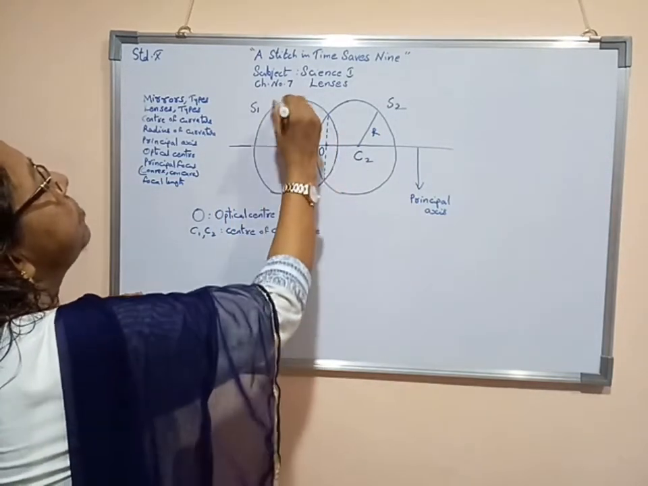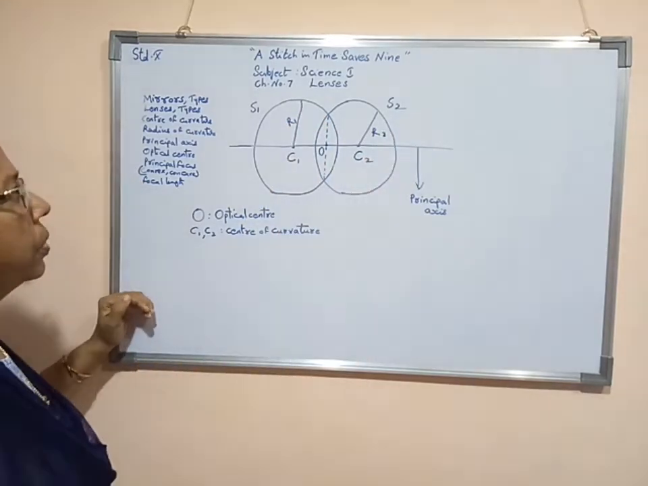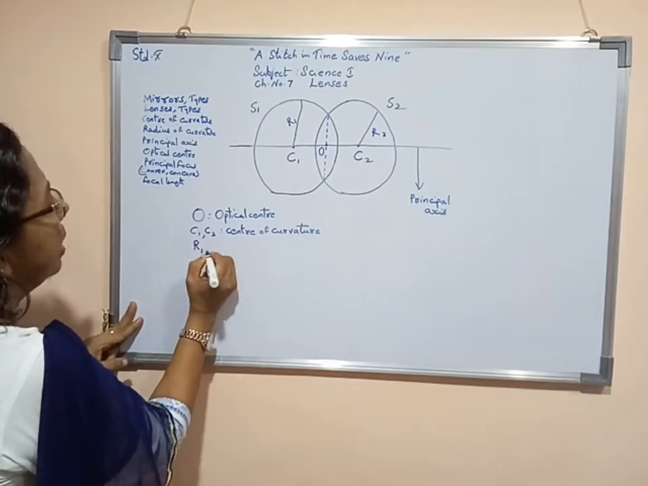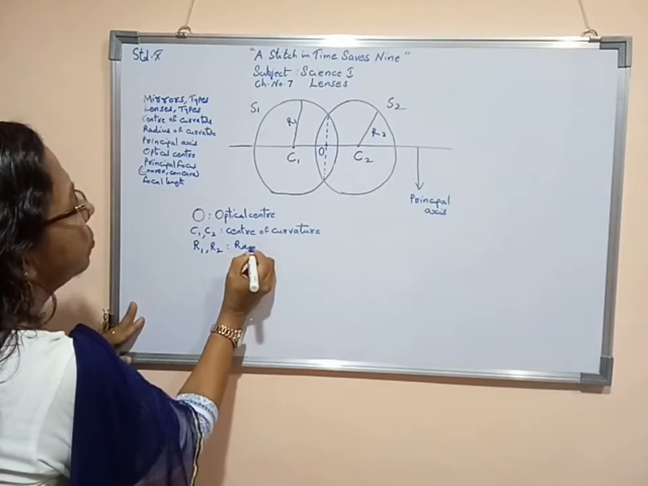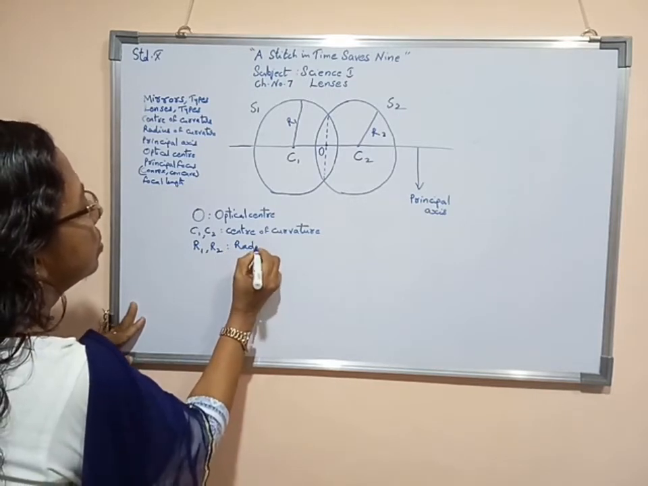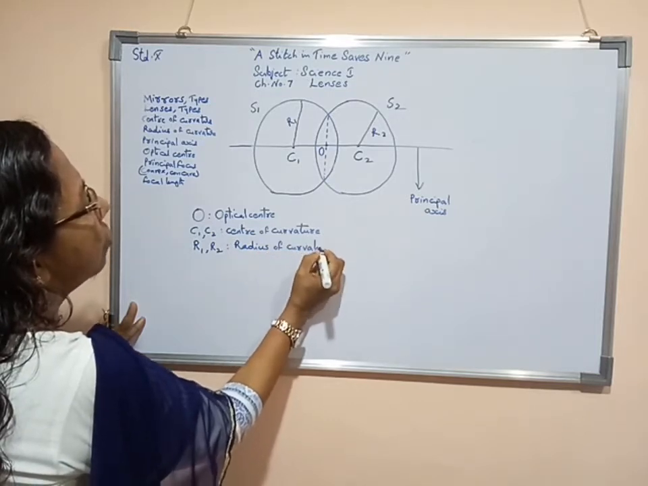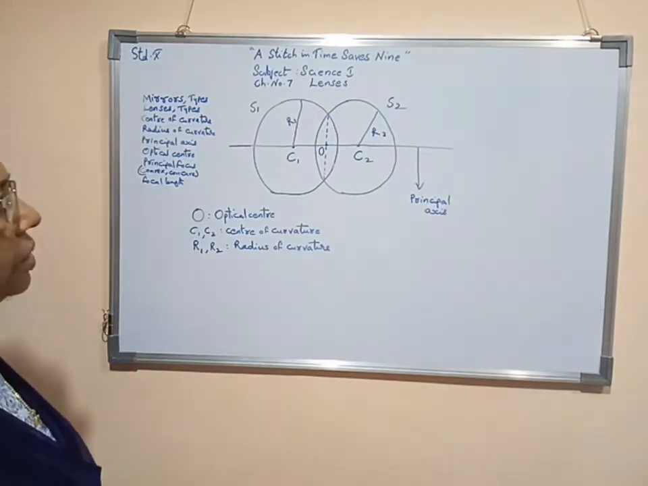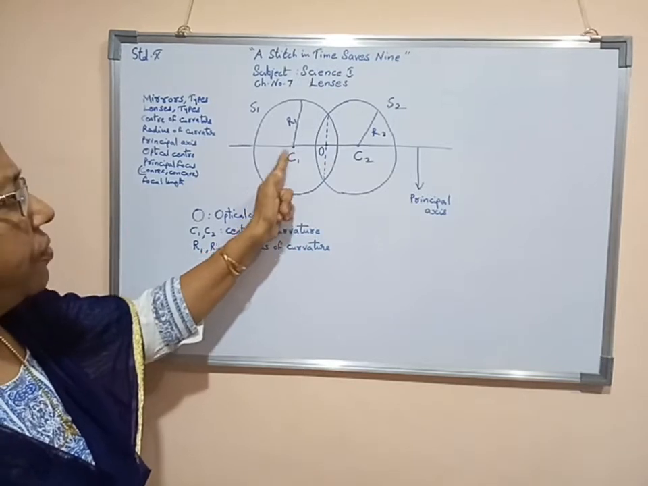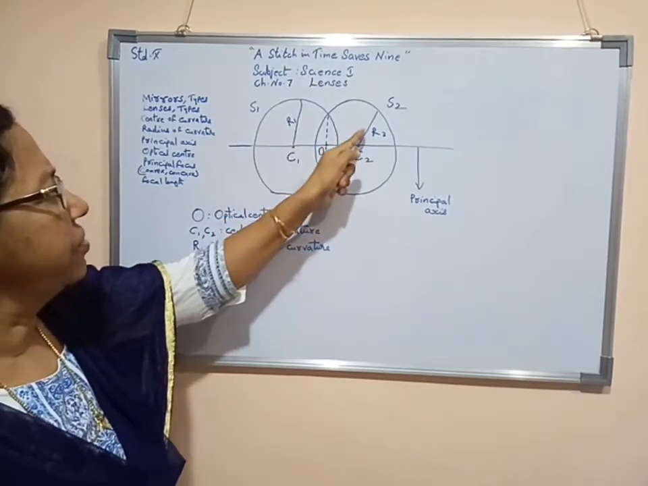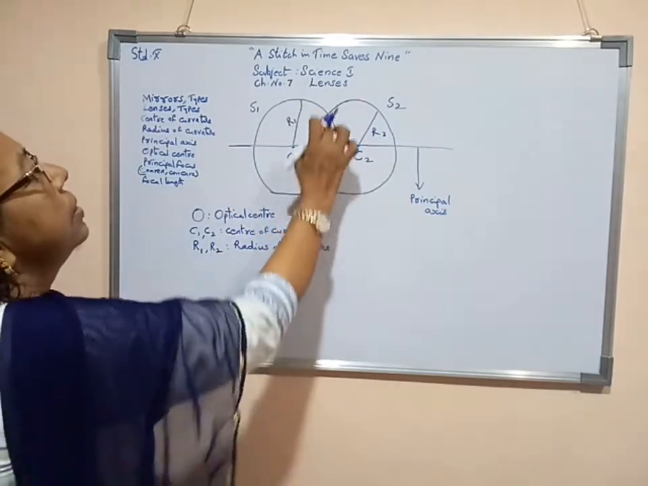Now this is the S1 sphere, so I am writing R1 radius here, and here I am writing R2 radius. So we can say that R1, R2 are the radii of curvature of the lens. So here we studied the optical center of the lens, center of curvature of the lens, radius of curvature of the lens, then sphere 1, sphere 2.